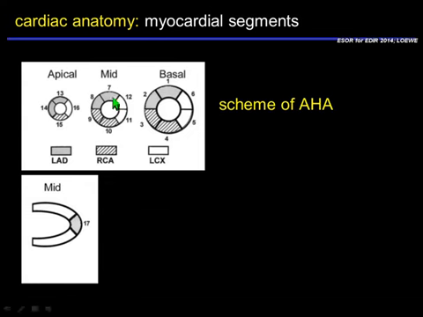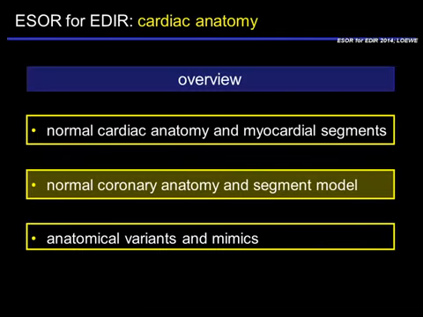So we have the anterior and anteroseptal segments from apical to basal according to the LAD. We have the lateral and inferolateral segments for the circ, and we have the basal and the posterior segments as supported by the RCA. And that's very important to stick with this scheme when we're describing pathological changes at the level of the myocardium. Let's move on to the normal coronary anatomy.